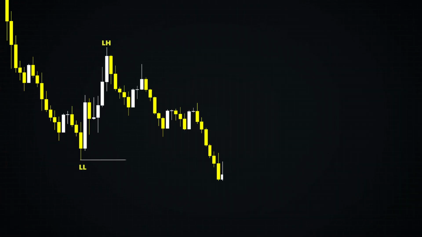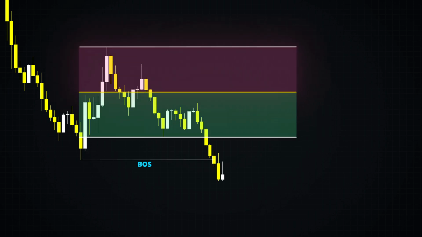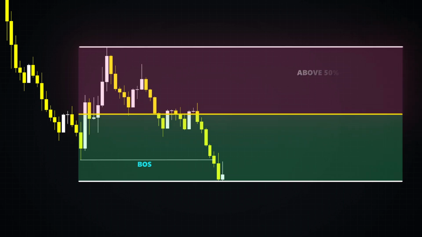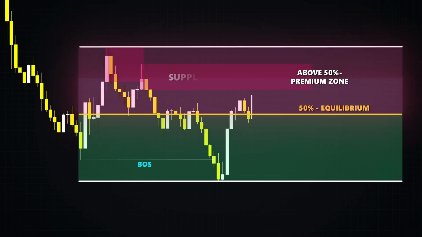Alright, now let's flip it and talk about a downtrend. Picture price making lower highs and lower lows, just a steady move down. After a big drop, price usually pulls back up a bit, but this time, we're not looking to buy. We're looking to sell high. Same idea. Grab your Fibonacci tool, but now measure from the highest point down to the lowest point. If price pulls back to 50% or higher, that's your premium zone, the sweet spot to look for sells at a better price.